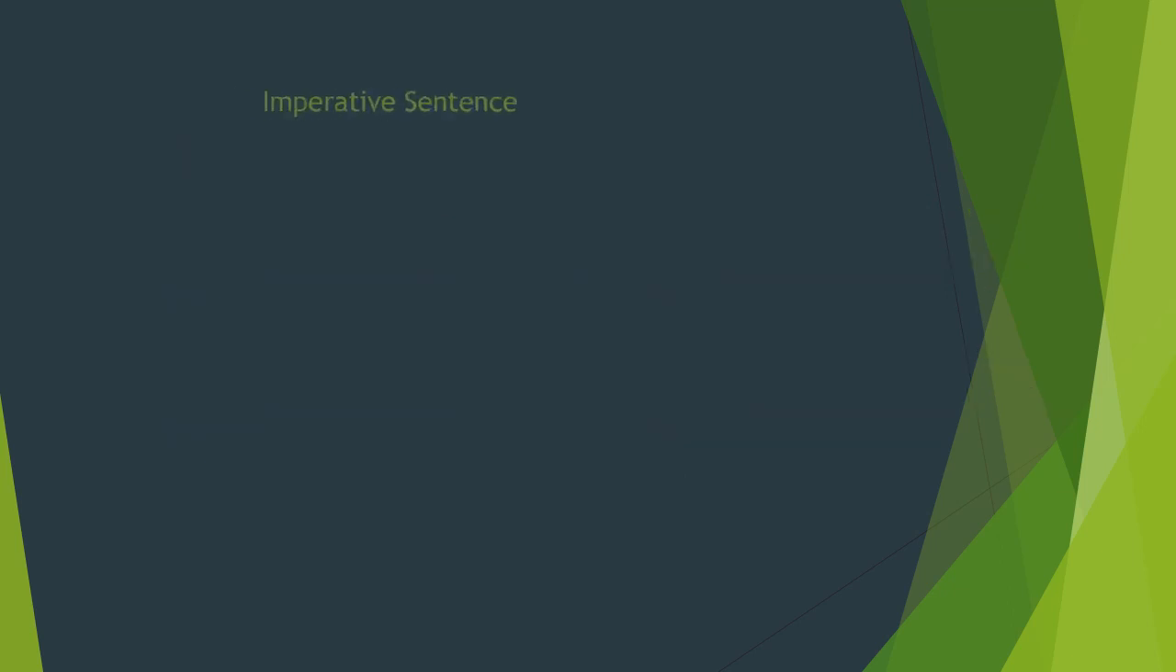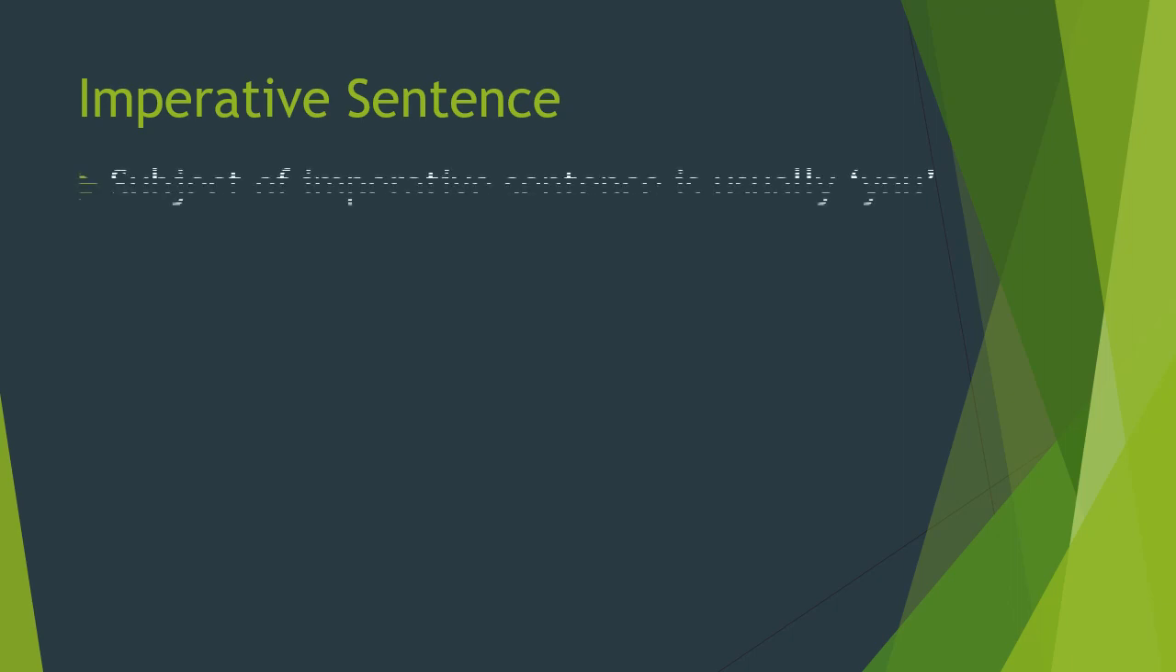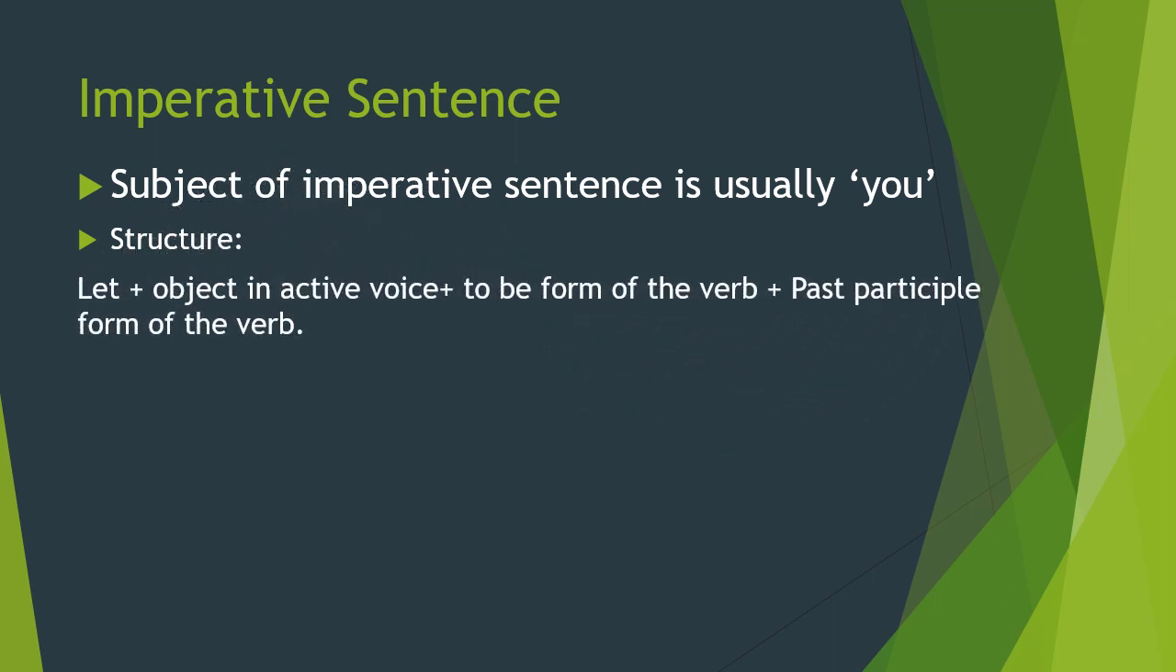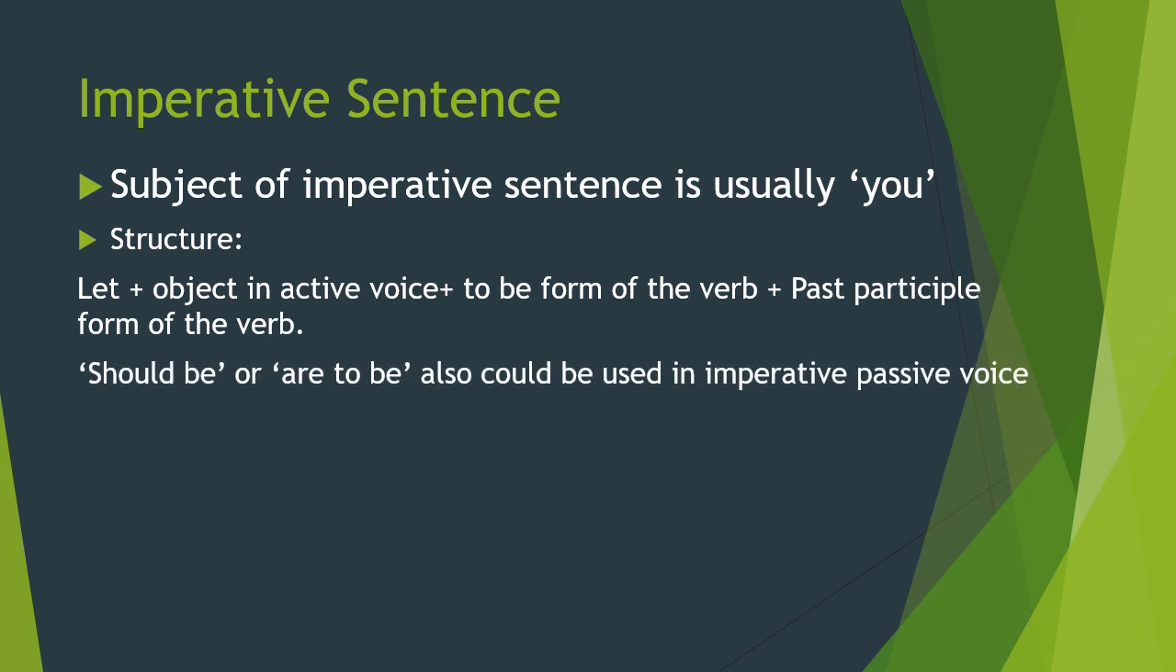Let us learn how to change imperative sentences into passive voice. An imperative sentence is nothing but to give advice, to give an order or to give a request. In the imperative sentence, the subject is normally not mentioned and it is understood as you. Let us learn the structure of the imperative sentence: let plus object in active voice plus to be form of the verb plus past participle form of the verb. Should be or are to be could also be used in imperative passive voice.